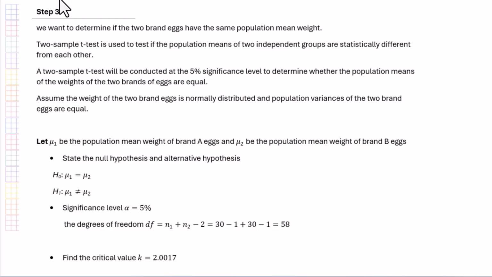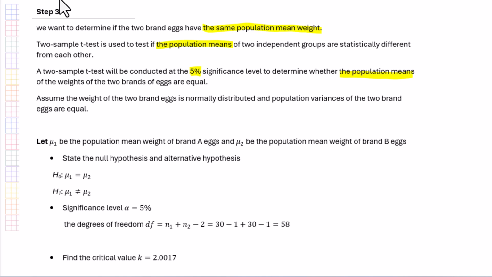Step 3. We want to determine if the two brand X have the same population mean weight. Two-sample t-test is used to test if the population means of two independent groups are statistically different from each other. So a two-sample t-test will be conducted at the 5% significance level to determine whether the population means of the weights of the two brands of X are equal.